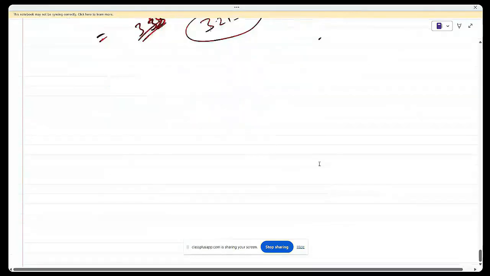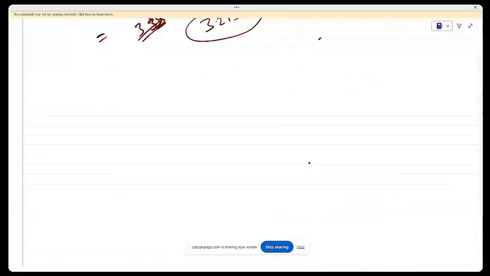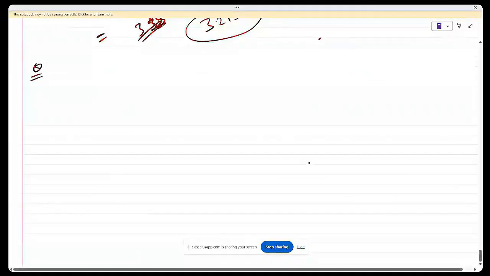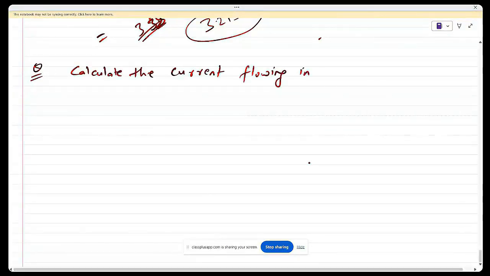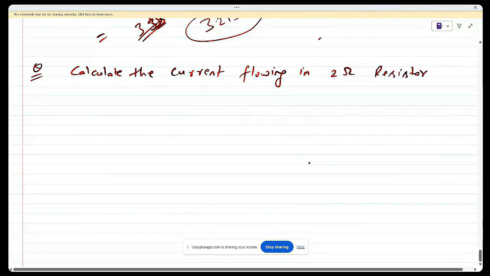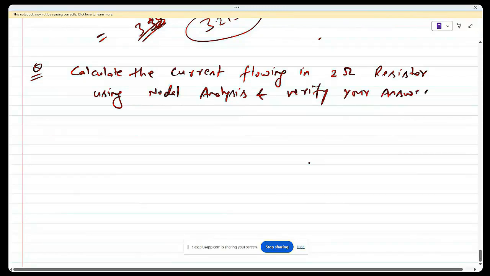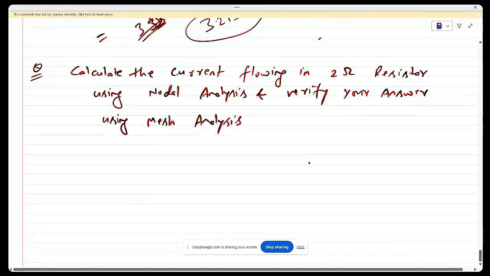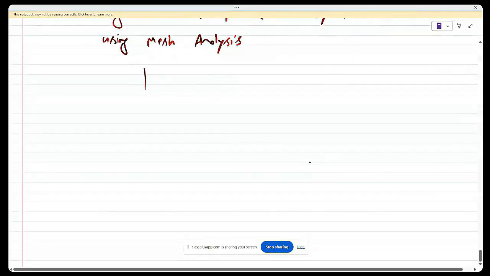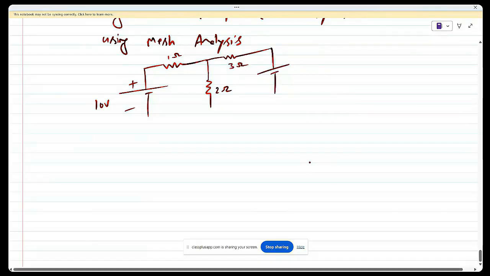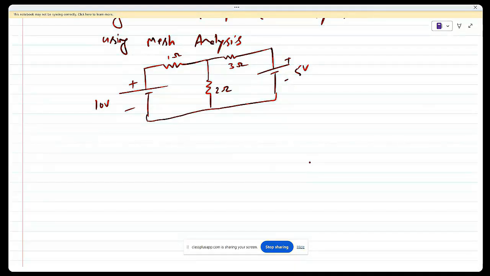Now a question based on your nodal and mesh analysis. Calculate the current flowing in the 2 ohm resistor using nodal analysis and verify your answer using mesh analysis. So this is a very simple question. Let's say this is plus minus 10 volt, 1 ohm, 2 ohm, 3 ohm, 5 ohm. You have to calculate the current flowing in this 2 ohm resistor.